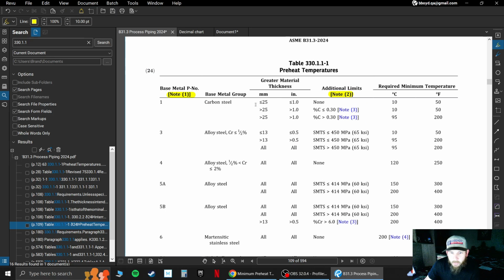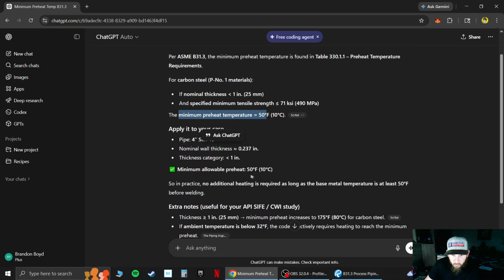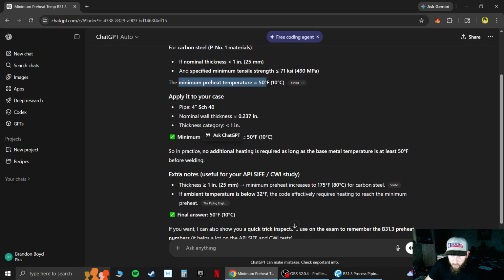So coming back up to the top, we're looking at carbon steel, and our question referenced 3/4 inch thick steel. So for less than or equal to 1 inch, it shows that our required minimum temperature is 50 degrees Fahrenheit. That's what ChatGPT said, so in that case, it got it correct. But let's look a little bit deeper than that. It gave some extra information here. It showed extra notes.